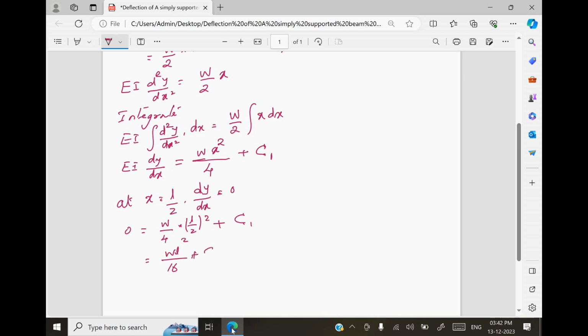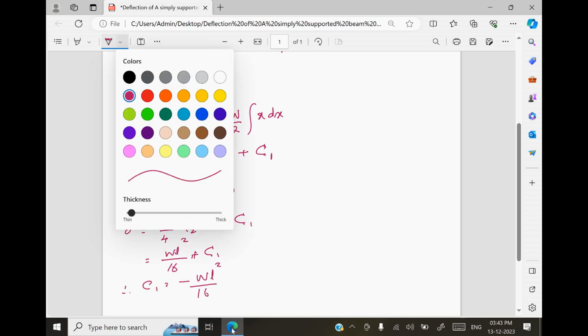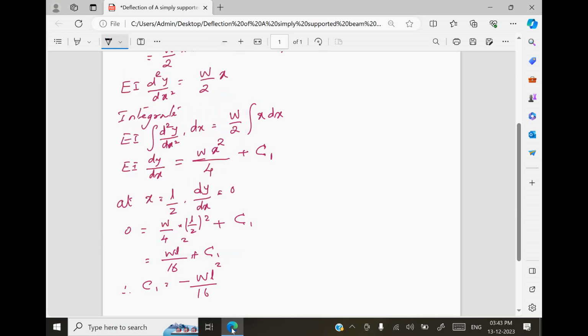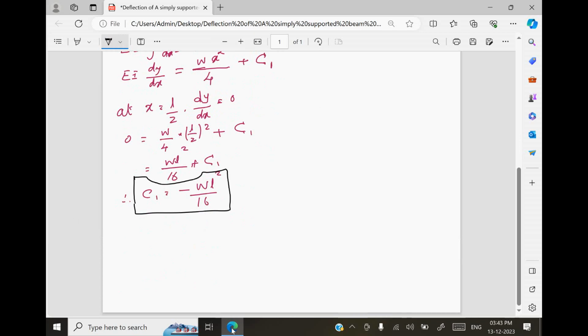16 plus C1. Therefore, C1 is equal to minus WL square by 16. This will become the value of C1, right? So now if I substitute this value of C1 into the equation above, what will I have?